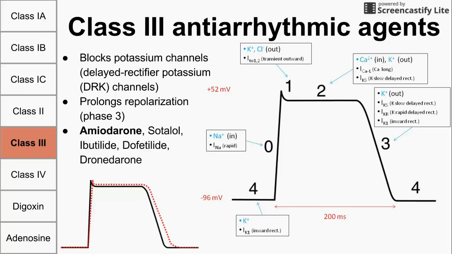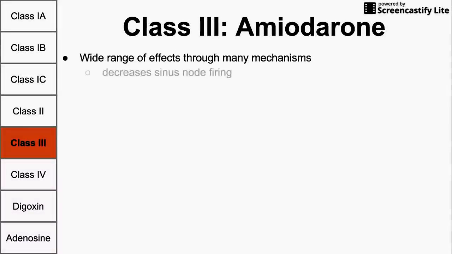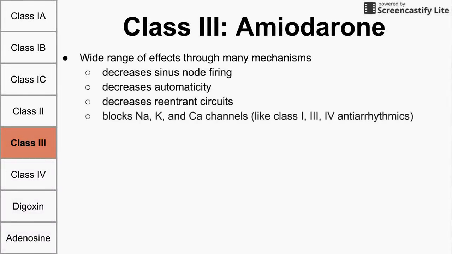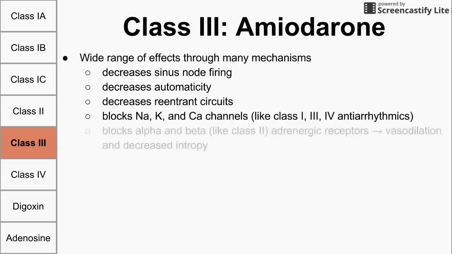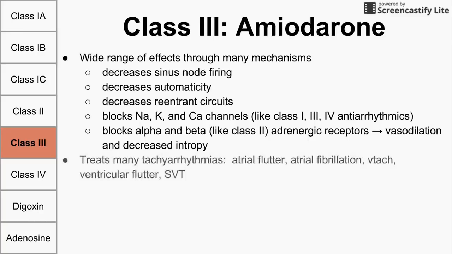And a couple drugs are listed here. The big one is amiodarone, and we're going to go into amiodarone a bit more. Amiodarone is widely known for having various effects through many mechanisms. Listing them here: decreases node firing, decreases automaticity, decreases reentrant effects. It blocks all kinds of channels, like many of the classes that we talked about, and also acts kind of like the beta blockers as well.